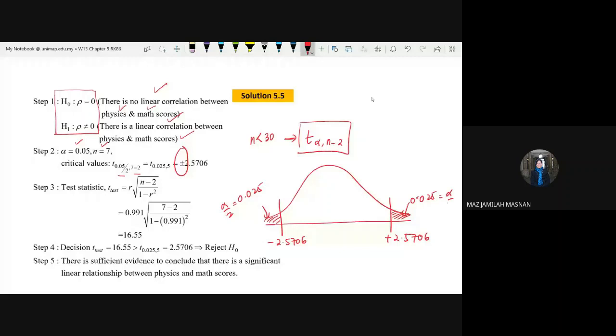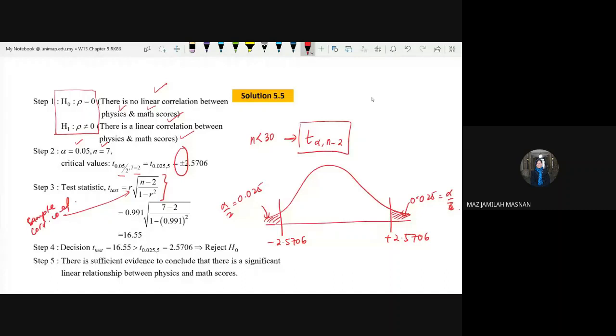Now go back to our third step, find the test statistic, and your test statistic will use this particular formula. r is your sample correlation coefficient, the one that we obtained just now.